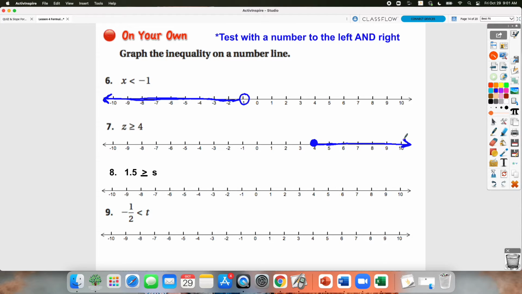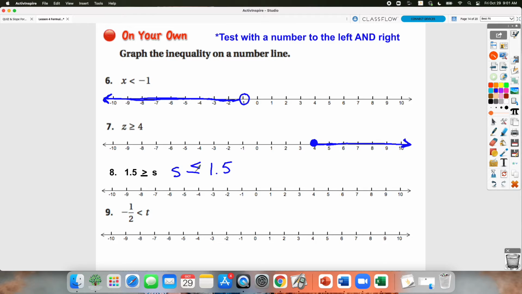If 1.5 is greater than or equal to s, then how could I turn around that inequality to where I have s and then 1.5? What do you think, Breland? You would do s is less than or equal to 1.5. Yeah, because if 1.5 is greater than or equal to s, that means s has to be less than or equal to 1.5. We're just kind of turning that statement around. Okay, and now I can graph it because now I can see clearly where all my solutions need to go. So what number am I going to need my circle to go on?